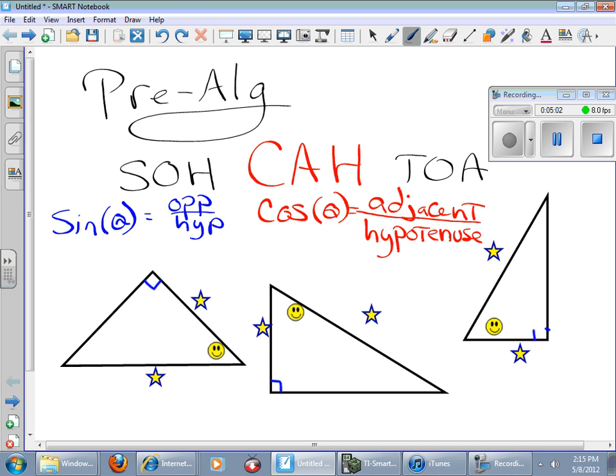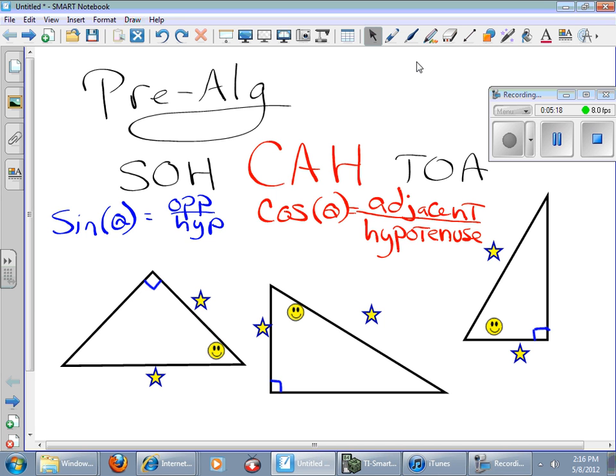All right. So the cosine of theta is the adjacent over the hypotenuse. In other words, you're going to do these almost the same exact way as you were doing the sine problems. But you're going to use the cosine function, and it's going to involve the adjacent side and the hypotenuse.